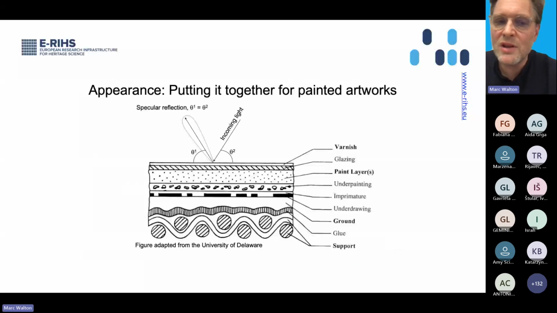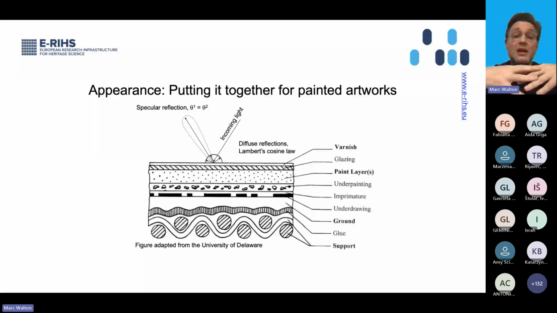Putting this all together in something like a painted work of art, and looking at this cartoon of a cross-section in which we have all these different layers of painting on the surface, we can imagine this incoming beam of light, and it can be, say, specularly reflected from the surface, where the incoming beam of light is going to be reflected at the same angle as it leaves the scene. But really important for us, most of our imaging technologies, if we are going to be, say, doing photogrammetry or photometric stereo, rely on the fact that we have diffuse reflections that obey Lambert's cosine law, which means that the intensity of the reflected light is going to be proportional to the angle of the incoming light.